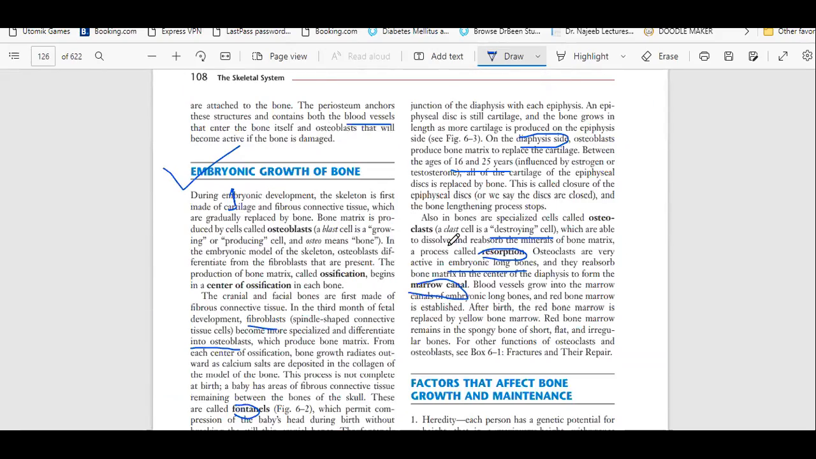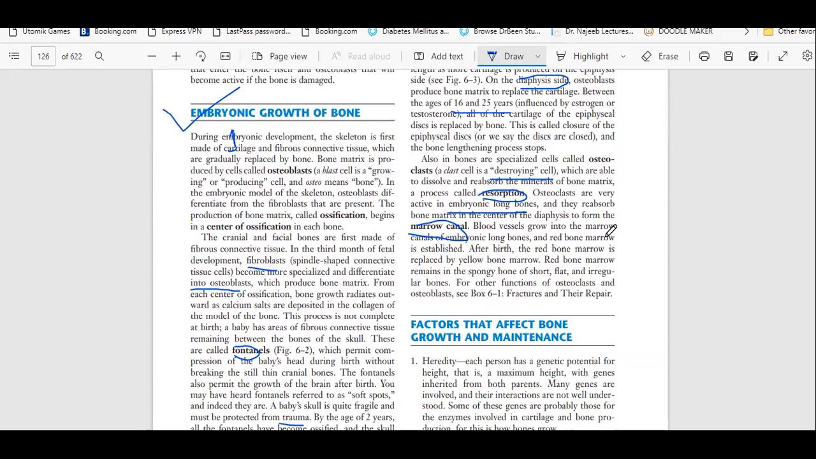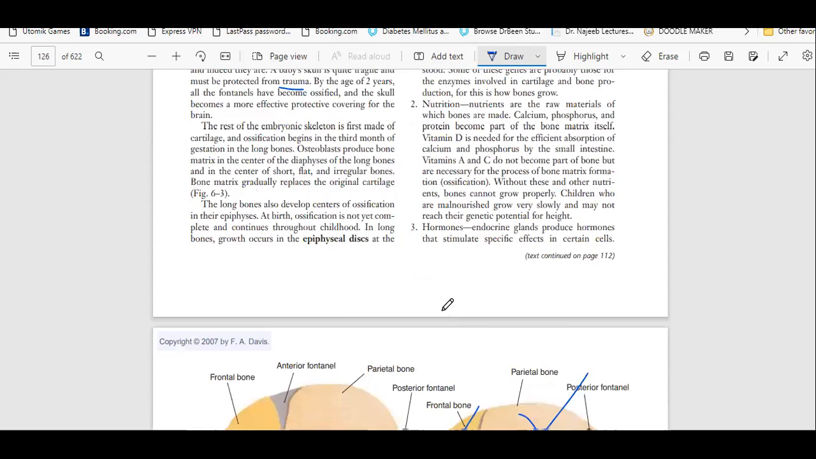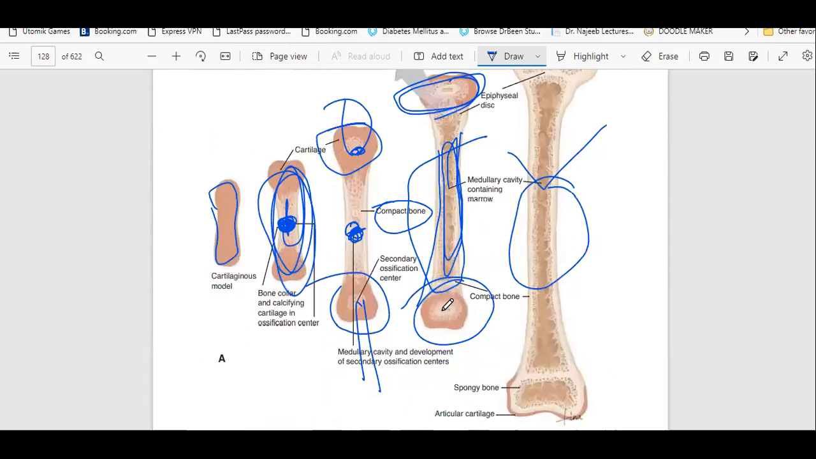Okay. After that, blood vessels grow into the bone marrow canals of embryonic long bones and red bone marrow is established. Okay. After birth, the red bone marrow is replaced by yellow bone marrow. Red bone marrow remains in the spongy bone of short, flat, and irregular bones for other functions of osteoclast and osteoblast. So this is the complete process of bone growth, whatever we studied.